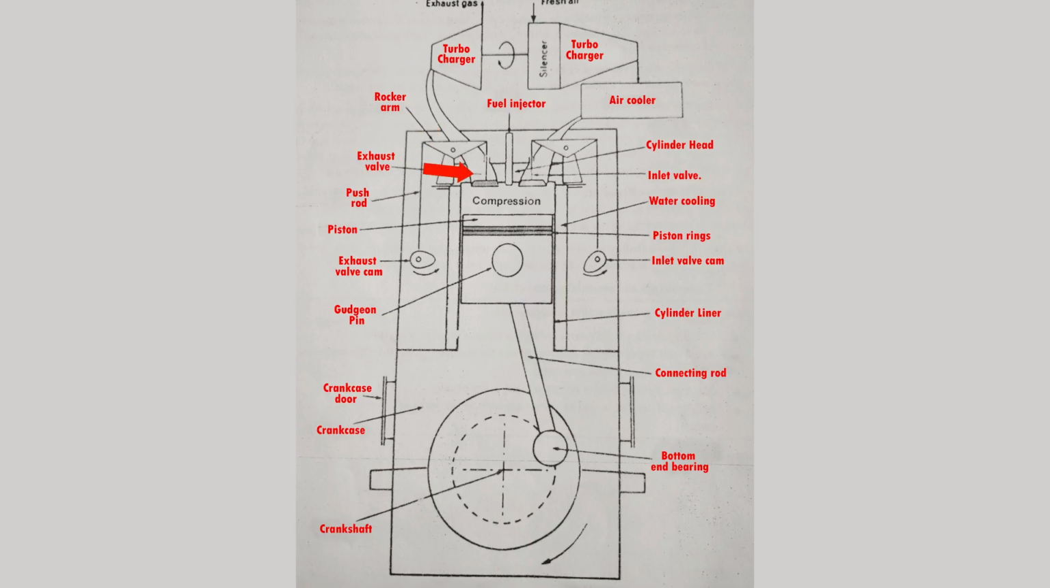Turbocharger. Rocker arm. Exhaust valve. Push rod. Piston. Exhaust valve cam. Gudgeon pin. Crankcase door. Crankcase. Crankshaft. Bottom end bearing. Connecting rod. Cylinder liner. Inlet valve cam. Piston rings. Water cooling. Inlet valve. Cylinder head. Air cooler. Fuel injector.